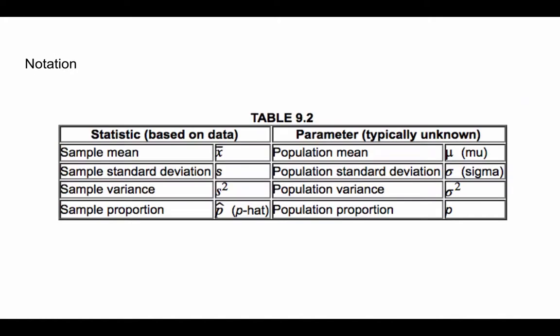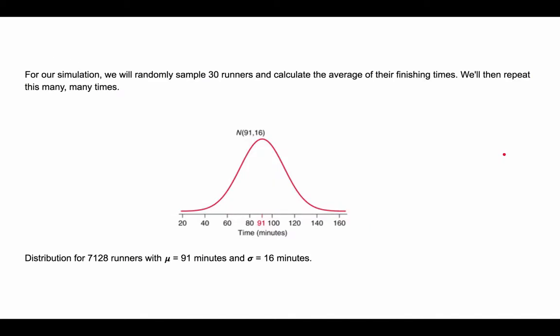Okay. Let's go back to this table. So we used mu for population mean and sigma for population standard deviation because we took the whole population and calculated these values. Now, if we took a smaller group, like some subset of the 7,000-ish runners, and calculated the mean and the standard deviation for those smaller groups, we would have X bar and S instead of mu and sigma.